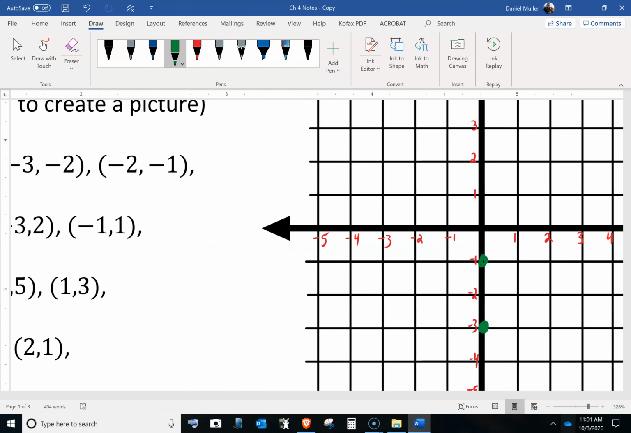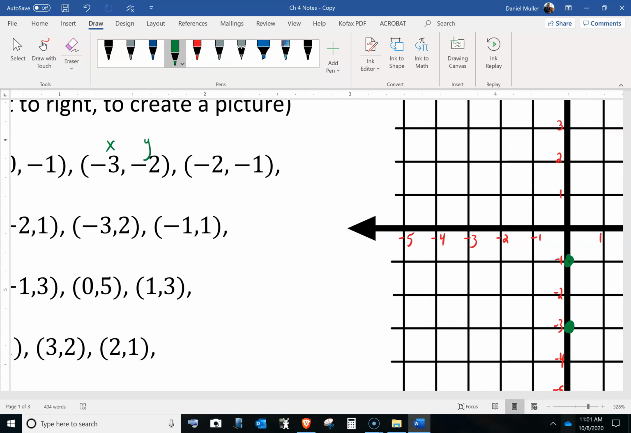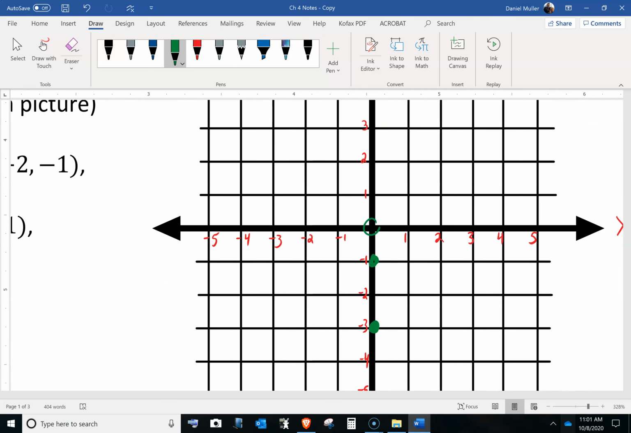Now let's try one that's not a 0 so we can actually see how this works. The next one is go -3 in the x direction and -2 in the y direction. Those are the instructions. So I start here in the middle. I go -3 in the x direction, and then I need to go -2 in the y direction, which is down. So down 2. And that is my point. I moved -3 in the x direction, so I moved left by 3, and then I moved down by 2.